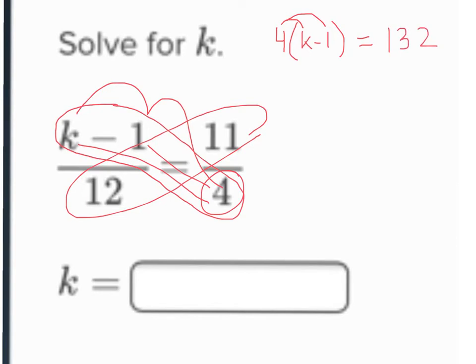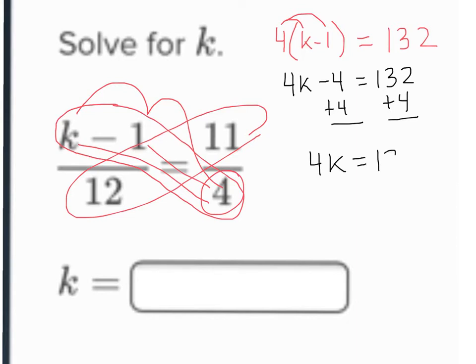So I'll distribute 4, and I have 4k minus 4 equals 132. And then I will add 4 to both sides. And so I have 4k equals 136. And I'll divide 4 on both sides. And so k equals 34.